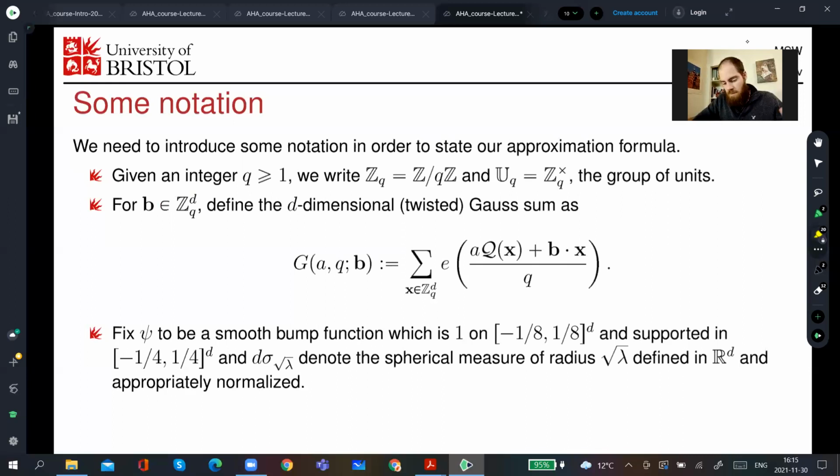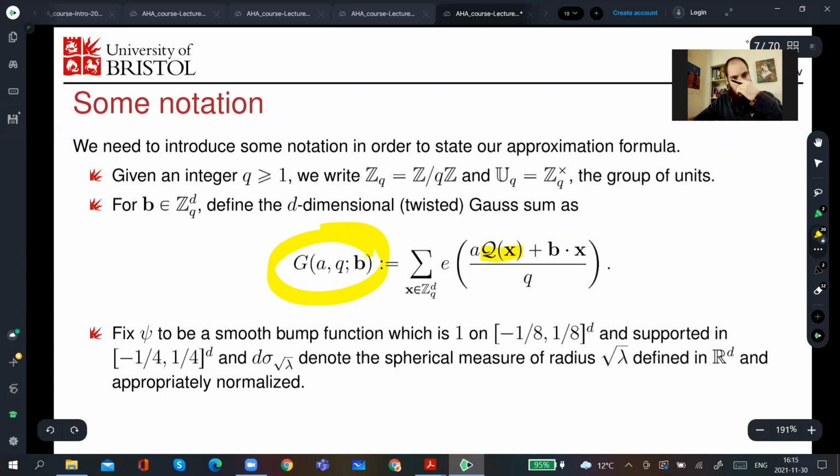So just a little bit more notation. We have these Gauss sums, which are averages that depend on the form, on our sums of squares. And they're twisted linearly depending on your factor b here. And then we also have some smooth bump function that's going to localize us to a small neighborhood of the origin. All right.